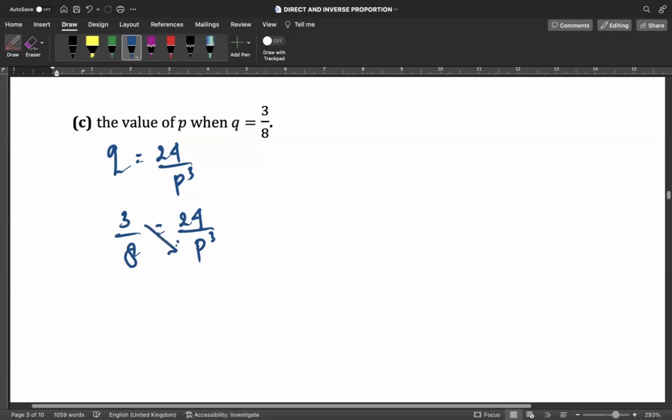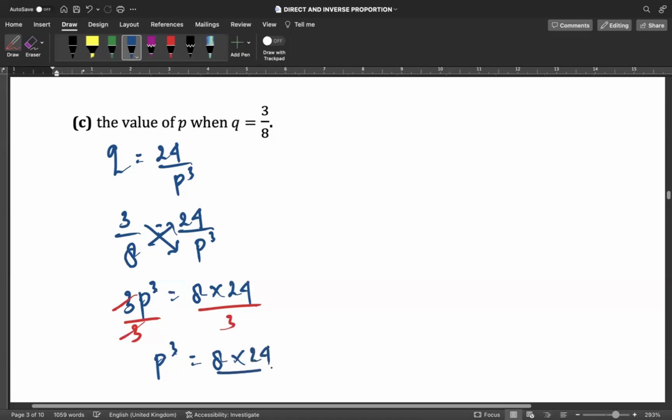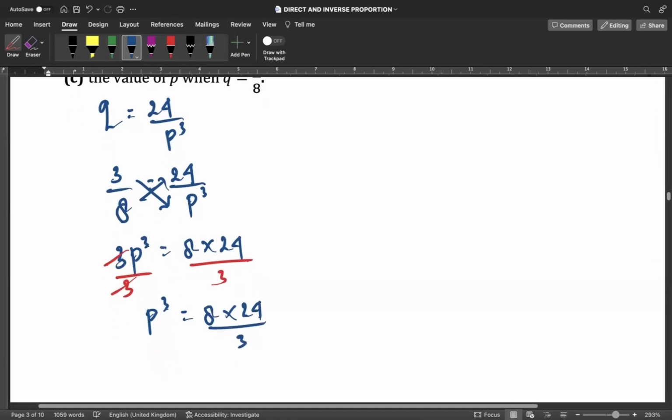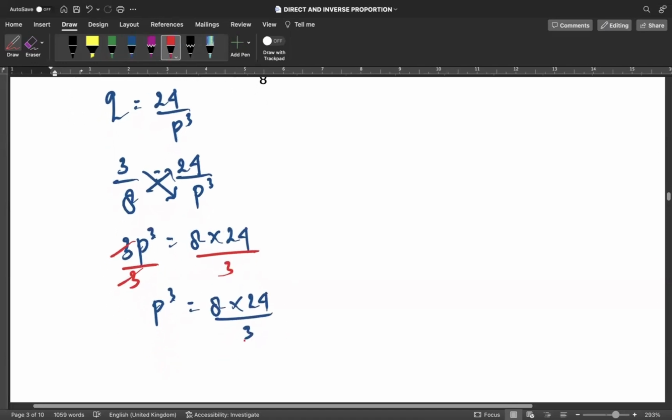Next, let's do cross multiplication. 3 times P cubed is 3P cubed, equals 8 times 24. To find the value of P, we have to divide both sides by 3 first. So P cubed is 8 times 24 over 3. From here we can simplify 3 and 24. This is 1, this is 8, and 8 times 8 is 64.